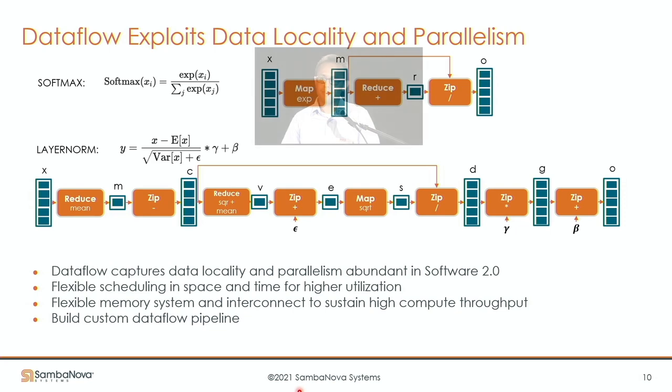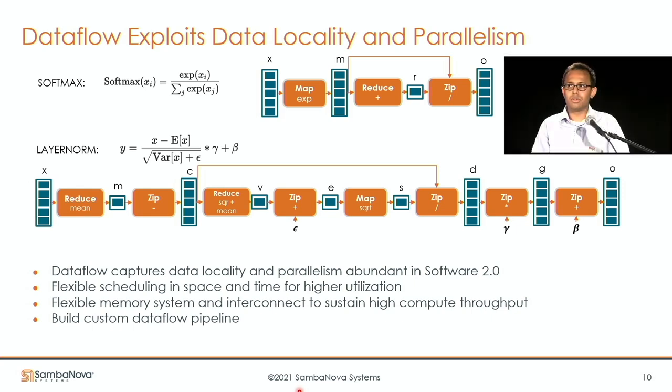So what does data flow give us? Here is an example of two common math operators, softmax and layer-norm. The diagrams on the right show how the computation of layer-norm is captured internally within our compiler. The orange boxes show the compute operations and the way they can be parallelized. The blue boxes show memories, their access patterns, and data locality. As we can see, there is a natural flow, even at the level of an individual node, of data which the compiler has knowledge of and can do something useful with.